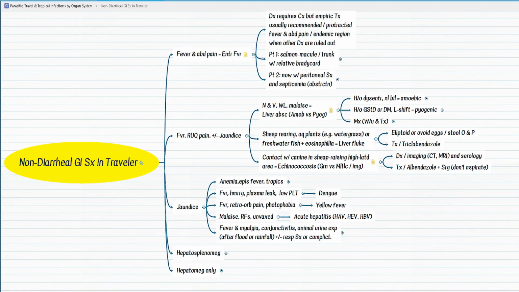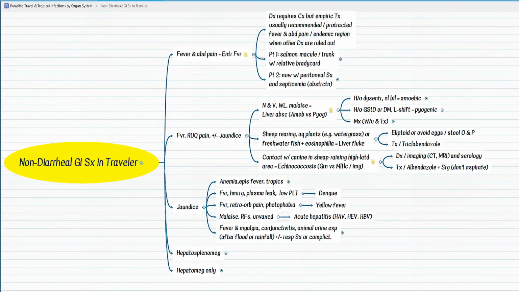However, if a patient with fever and right upper quadrant pain has been traveling to sheep-raising areas, what are the differentials? If you remember, the differential would be liver fluke if the patient has eosinophilia or especially exposure to aquatic plants such as watergrass or freshwater fish. And the diagnosis will be echinococcosis if the patient has exposure to canines and sheep raising in a high altitude area. If anything, please review the management and differentiation of amoebic versus pyogenic liver abscess.